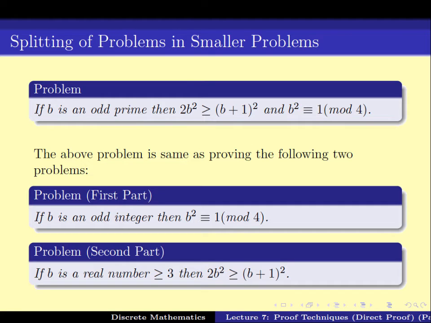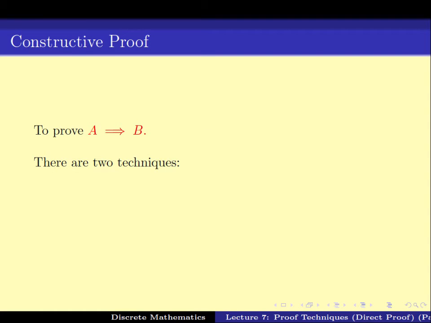We will solve these two problems using what is known as constructive proofs. Now, what is a constructive proof? In a constructive proof, of course, we prove A implies B, but the idea is that we don't rephrase this problem in any other way. We just start with A and end with B or something similar to that.